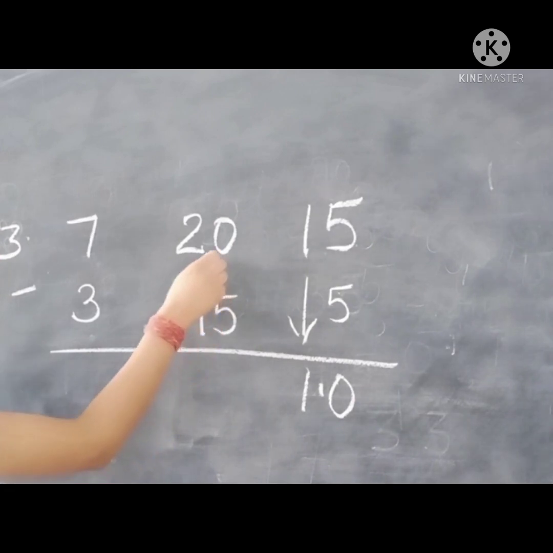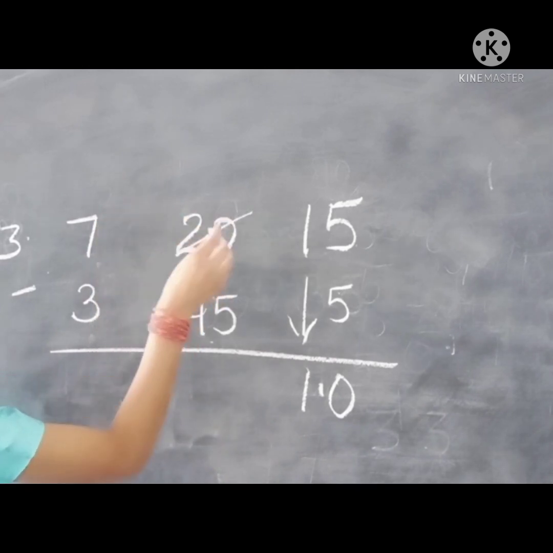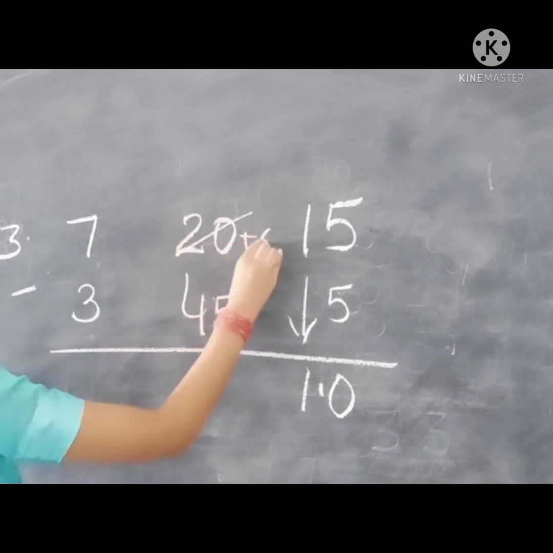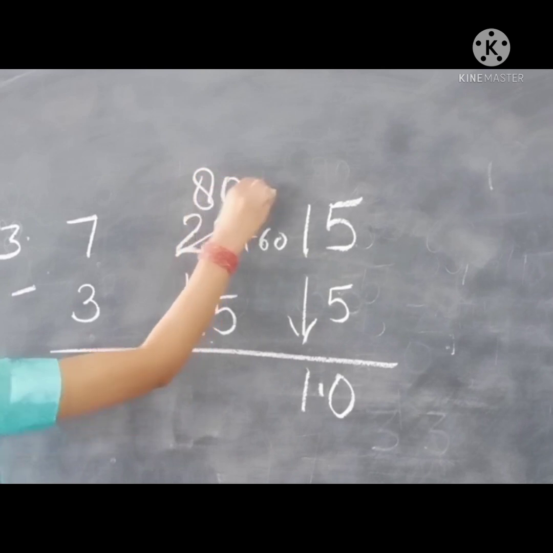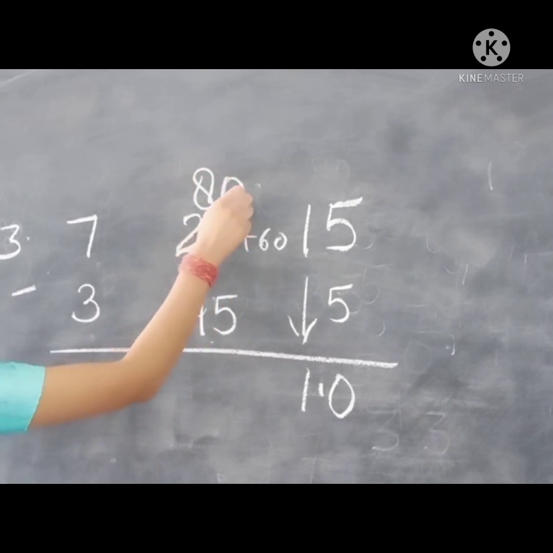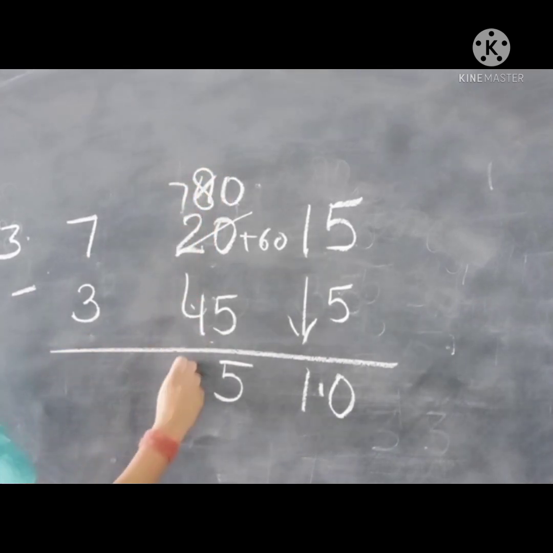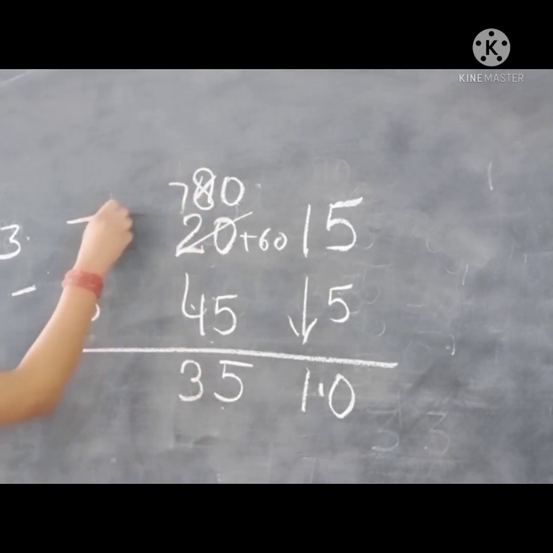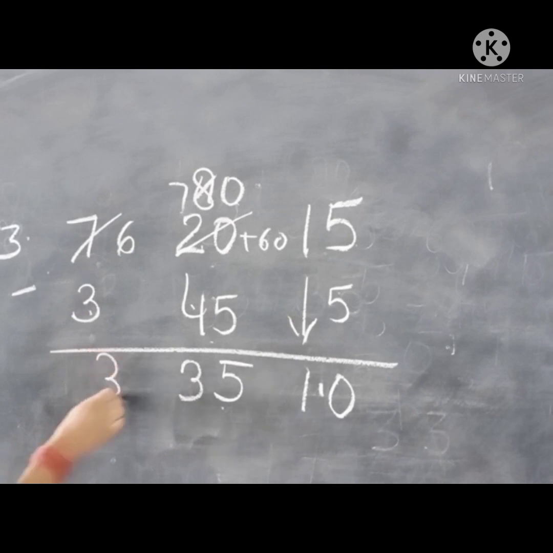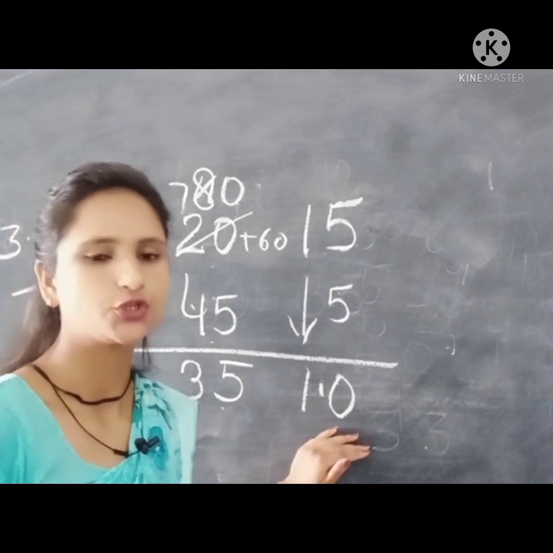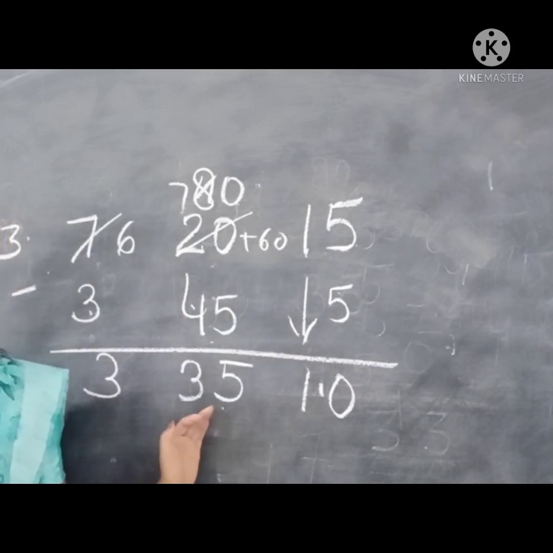Now can we subtract 45 from 20? No, so we have to borrow 1. It will become plus 60, so it will become 80. Now 10 minus 5 is 5, and 7 minus 4 is 3, so 35. And 7 becomes 6, 6 minus 3 is 3. So 3 hours 35 minutes and 10 seconds. In this way we have to subtract.